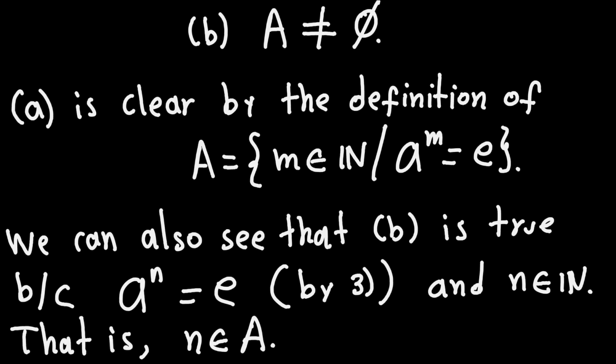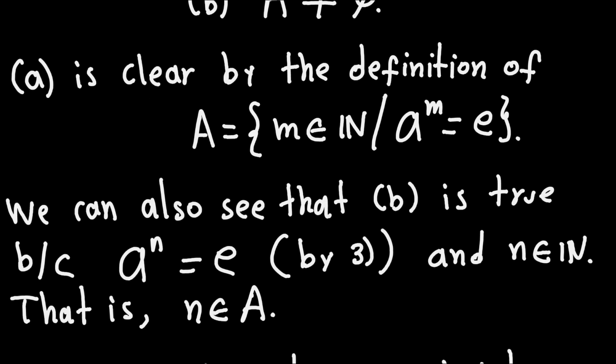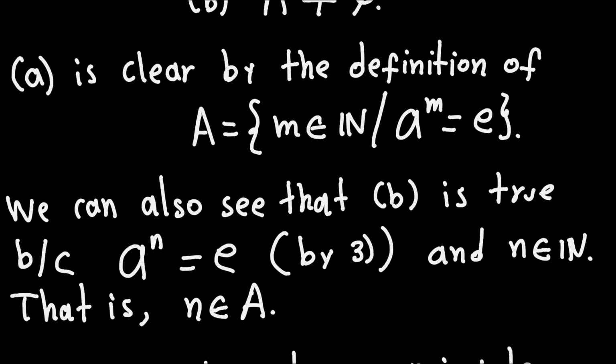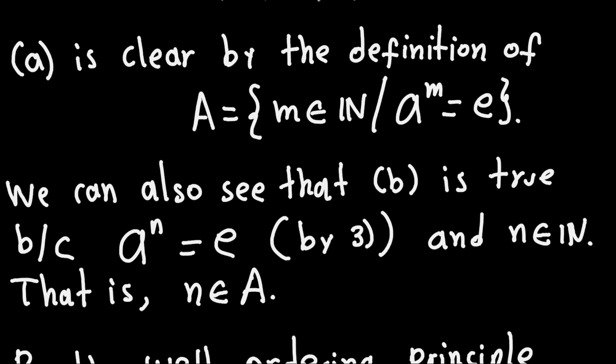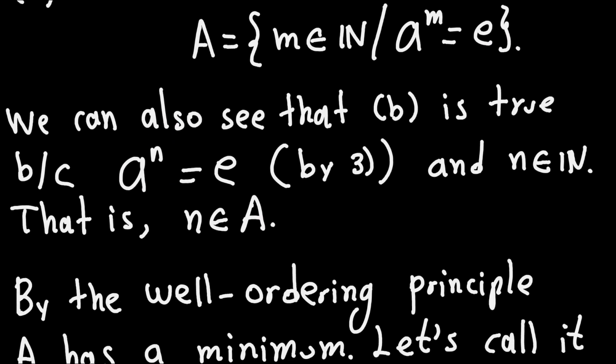Now, let's check the second part: that A is not empty. We can see that this statement is true because what do we know? We are assuming by contradiction that a to the n is the identity, by number 3, and n is a natural number. That means that n belongs to the set A, because A contains all the natural numbers for which the power of a gives me the identity, and that's exactly what we have here. So n is in A, so A is not empty.